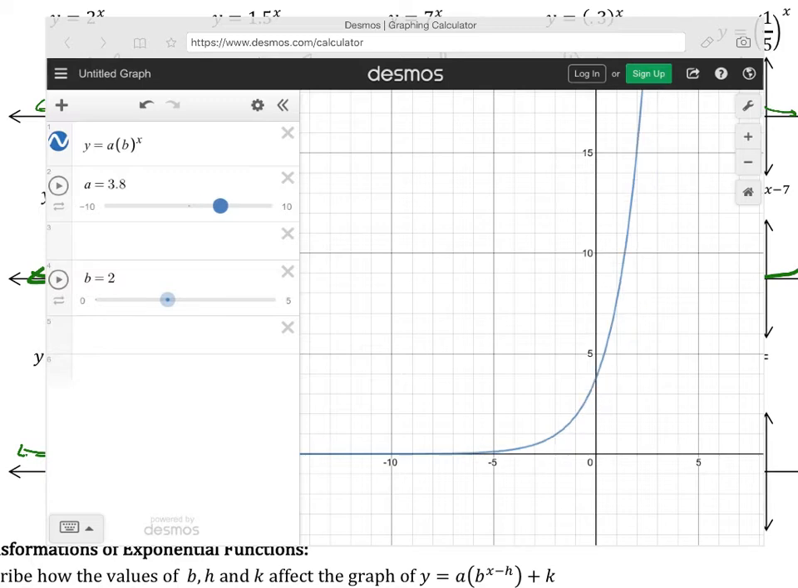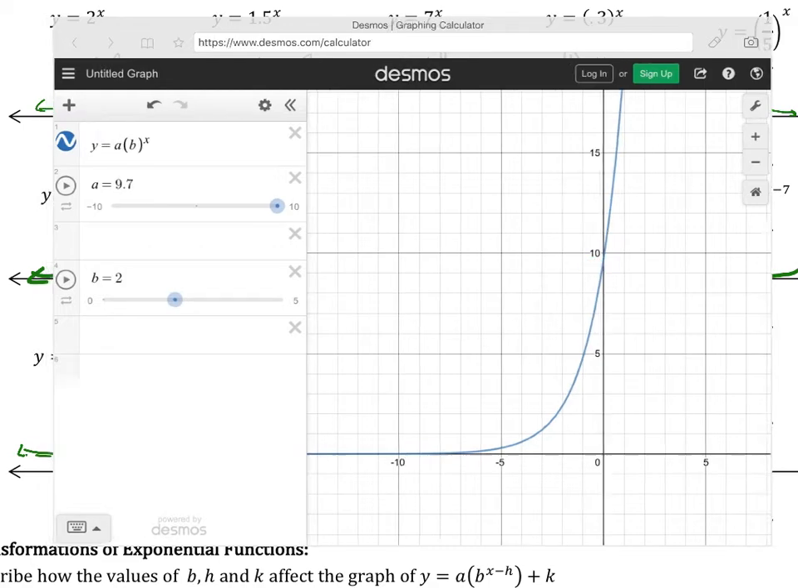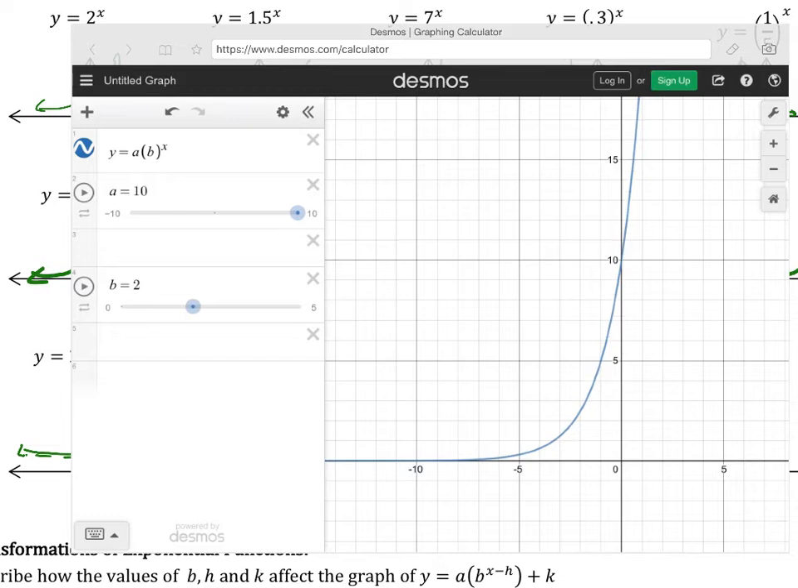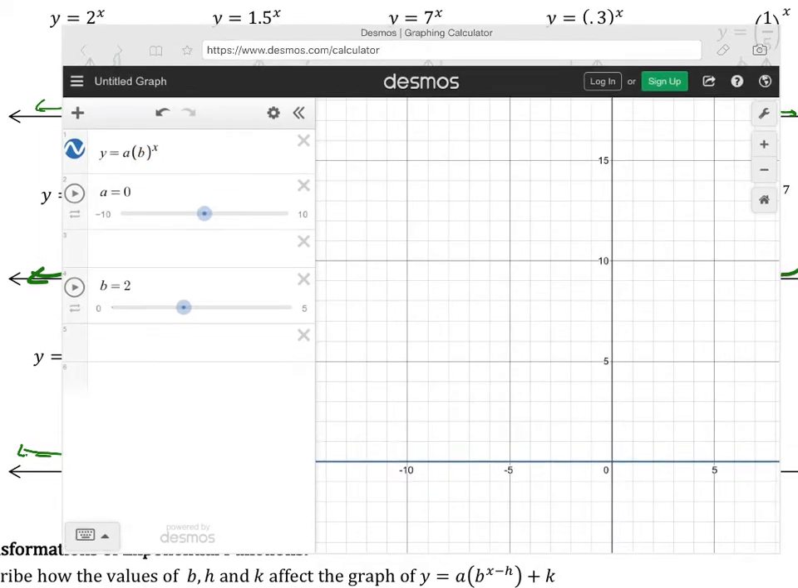As A moves to the right, that's affecting the y-intercept. In fact, notice we got 9.7. Look where the y-intercept is, 9.7. So that value is the y-intercept. It's changing there. We have 1.6, and that's the y-intercept. We've got 0, that takes it down to 0 there.